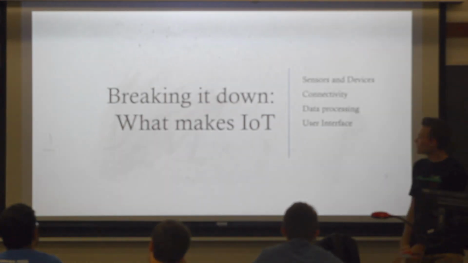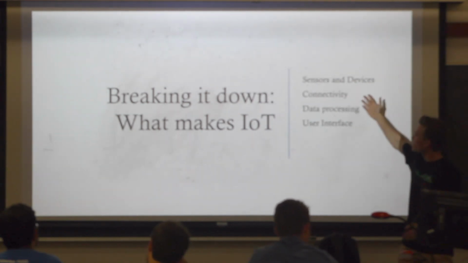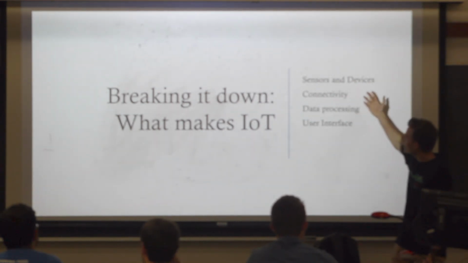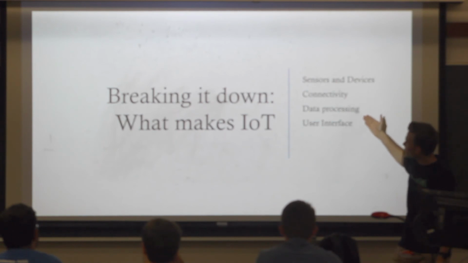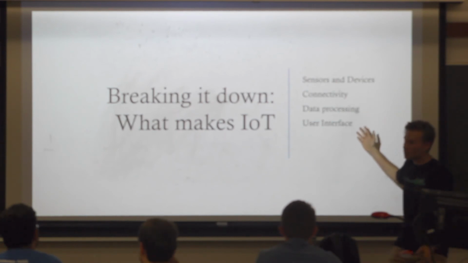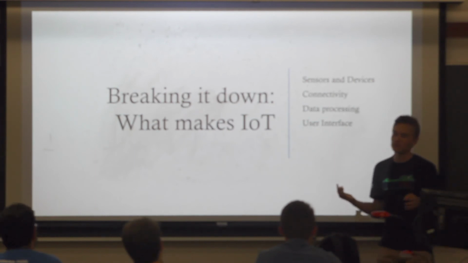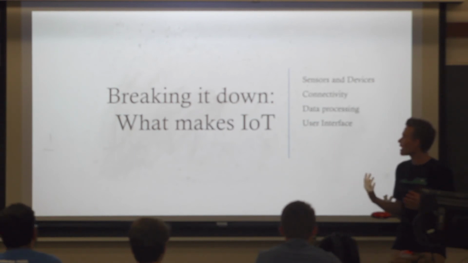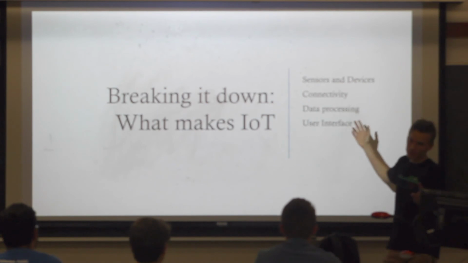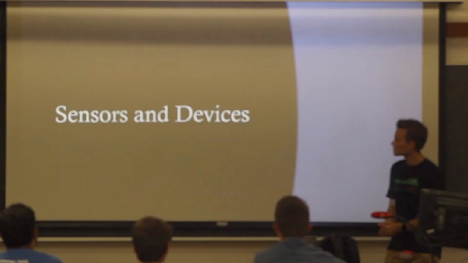So let's break it down. These are the 4 components of IoT that I was mentioning: sensors and devices, connectivity, data processing, and user interface. We're going to look at each one of these relative to an example system where we have a Raspberry Pi. So first, sensors and devices. Next slide.